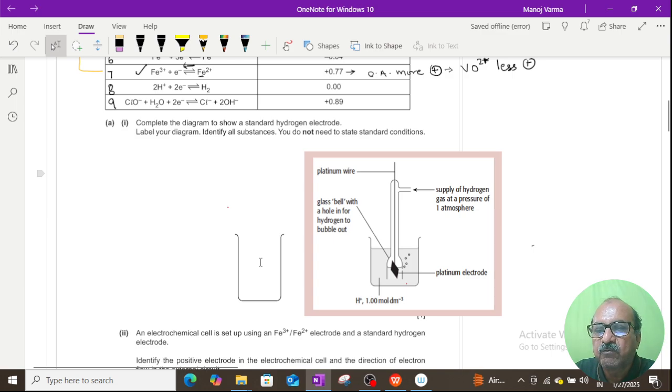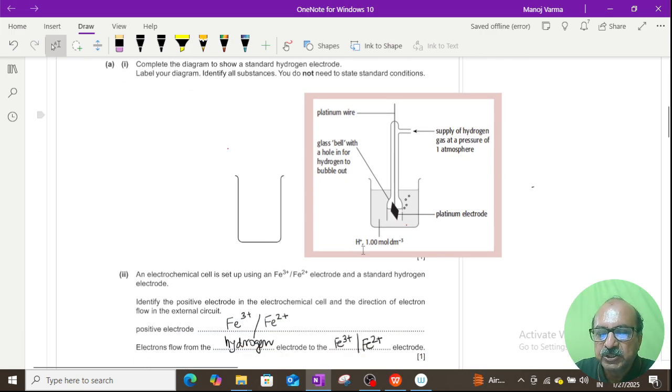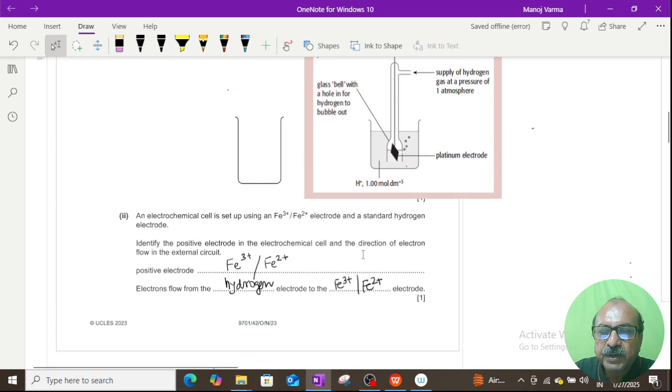This is a straightforward question which does not require much explanation, and you can just see what are the various parts of the standard hydrogen electrode. You do not need to state standard conditions here. The standard conditions have been mentioned, but you can avoid it. So this is a straightforward question. But going ahead, let's see what are the other questions.